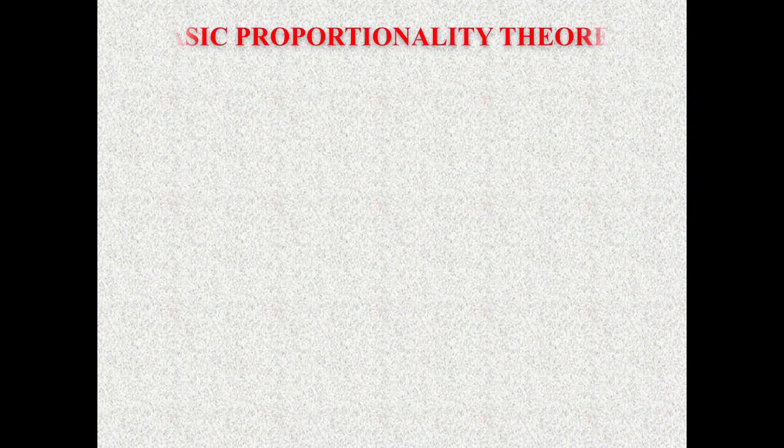Hello friends, welcome to this video where we are going to learn the basic proportionality theorem. This theorem was introduced by a Greek mathematician, Thales. Hence, it is also referred to as Thales theorem. He gave this topic based on his studies on similarities of triangles, which says that in equiangular triangles, the ratio of corresponding sides is always the same.